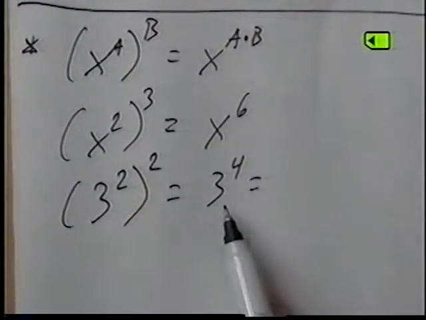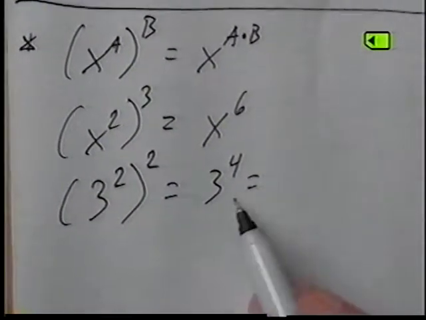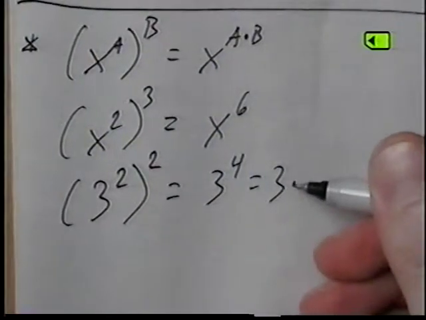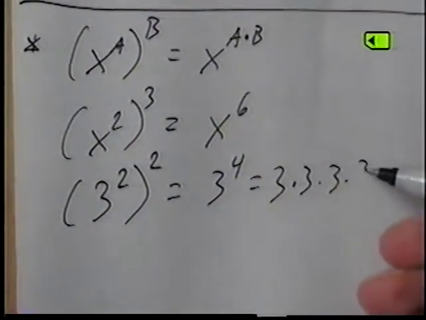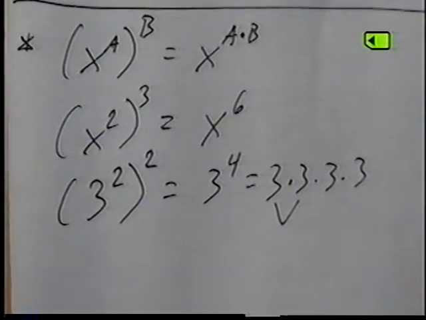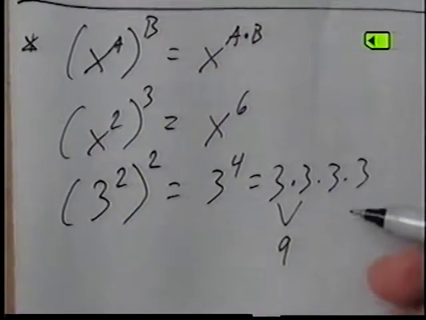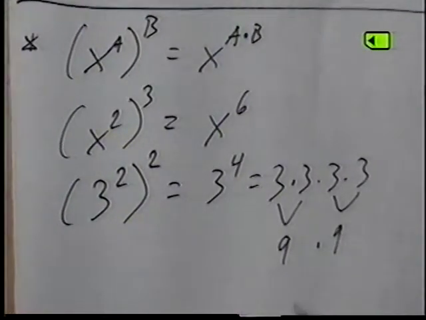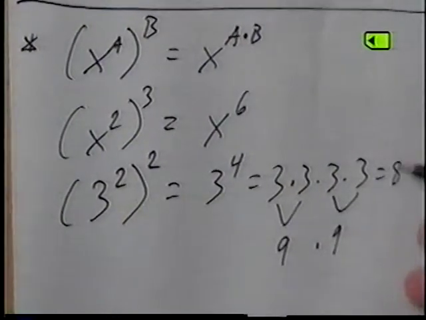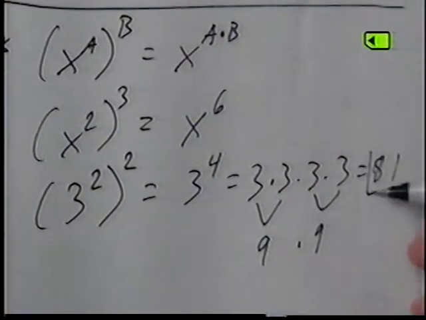And again, in any case where you have a number, you can simplify this out. It's not 3 times 4, but 3 times itself 4 times. 3 times 3 would be 9. 3 times 3 is also 9. 9 times 9, final answer is 81.